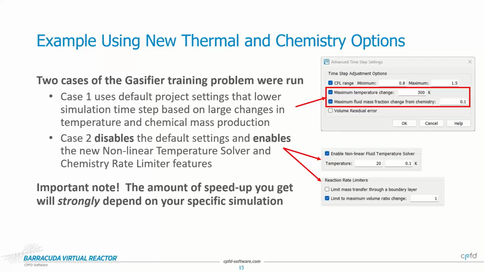By comparison, in case 2, I've disabled both of those options, but I've enabled the new options for the nonlinear temperature solver and limiting the reaction rates based on the fluid phase volume ratio change. Keep in mind that this is purely an example to illustrate the potential for speed up, and the amount of change that you would see in your own simulation will be strongly dependent on the specific chemistry you're solving and the conditions in your system.